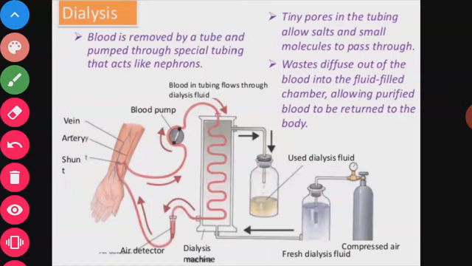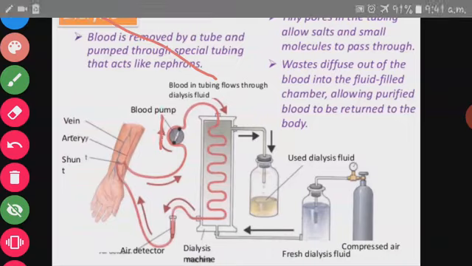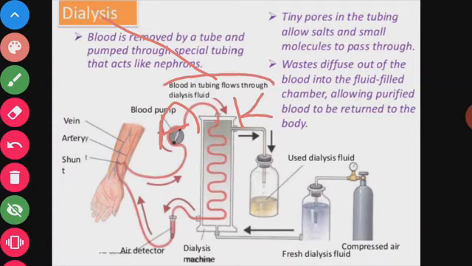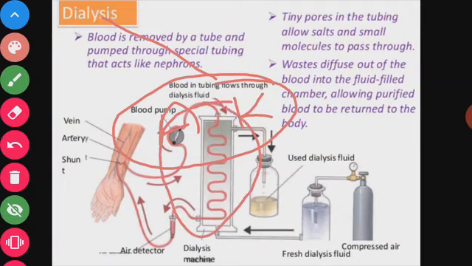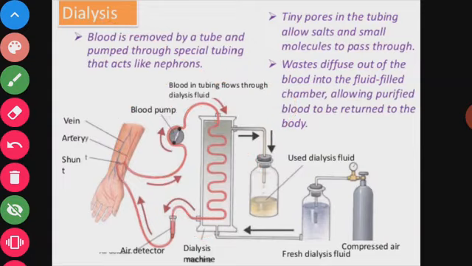A dialysis machine is also called an artificial kidney. Blood from the human body, mostly from the arteries, is led to the machine.